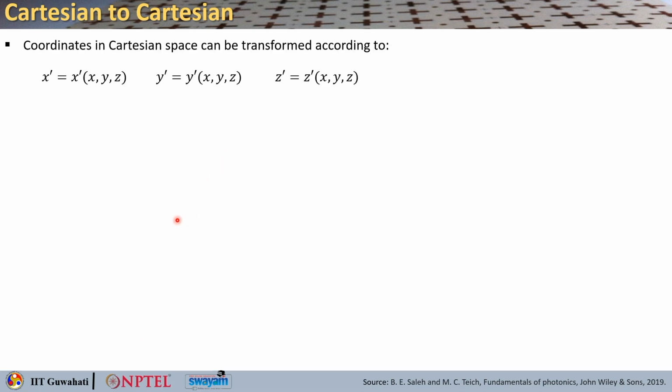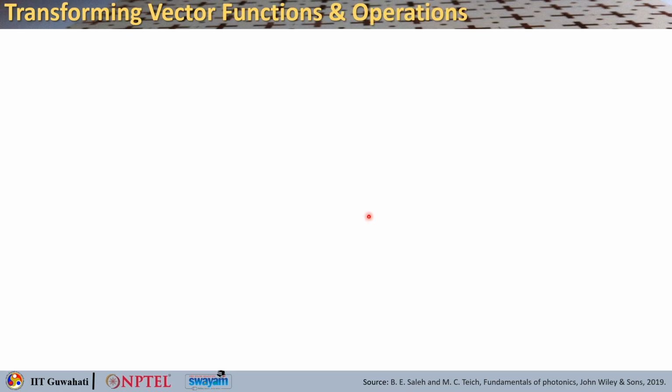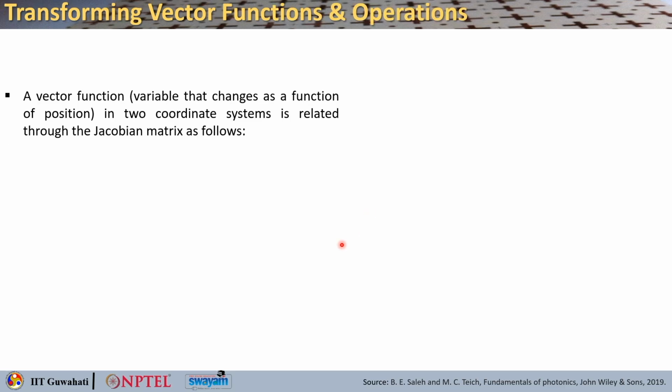You can also transform between two Cartesian coordinate systems. So, you can say the new x prime will be a function of x, y, z. This is how the Jacobian matrix will look. x prime, y prime, and z prime are the new axes and x, y, z are the old axes. This is how the transformation looks.